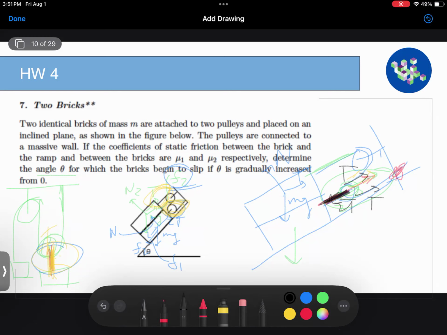What about the gravitational force also? So the gravitational force, there's a component that does point down the ramp. But remember, we want to look at the net force. You can have twice the tension be greater than mg sine theta, right? As long as the net force on the bottom block points up the ramp, it will slide up the ramp, right?